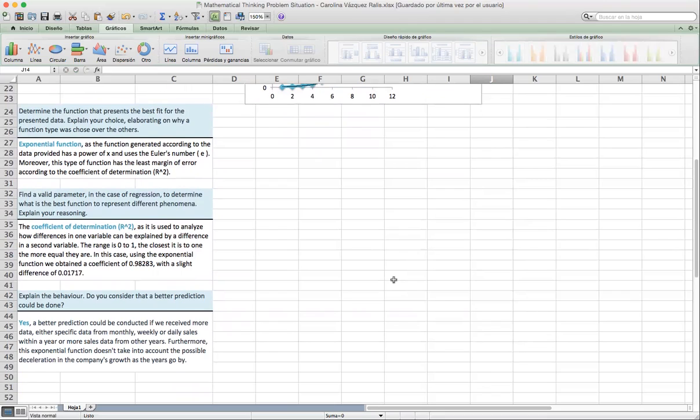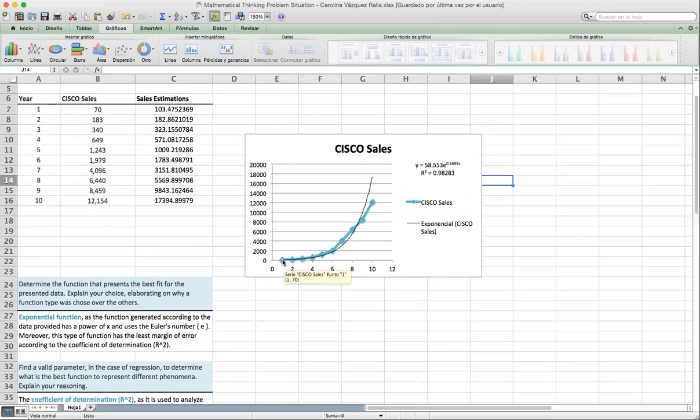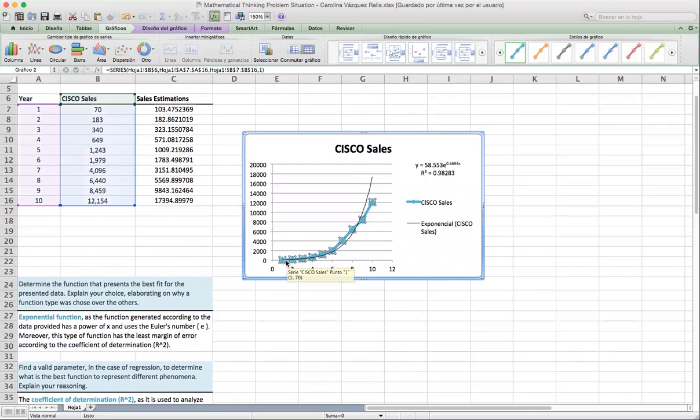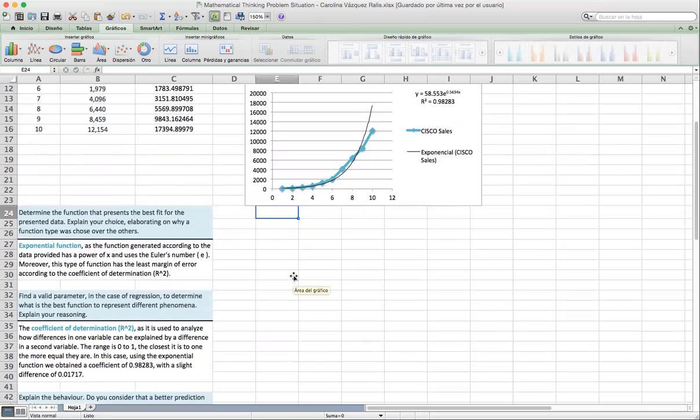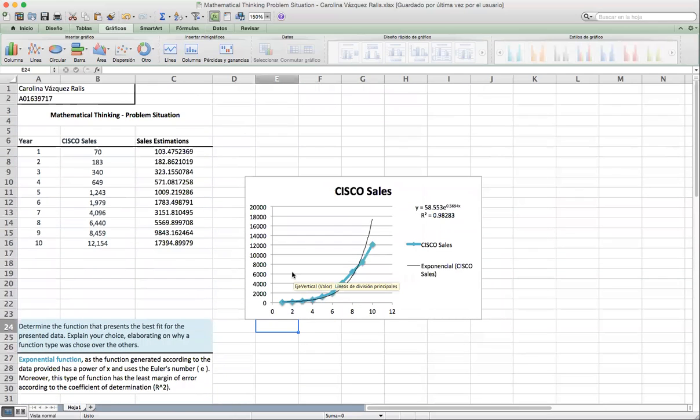And lastly, do I consider that a better prediction could be done? Yes, definitely, a better prediction could be conducted, but only if we received more data, either specific data from monthly, weekly, or daily sales within a year, or more sales data from other years. So if we receive more data of sales from each year, all of these dots will be a lot more together, and this will mean it will be a lot more precise to calculate and to estimate. And furthermore, this exponential function doesn't take into account the possible deceleration in the company's growth as the years go by.